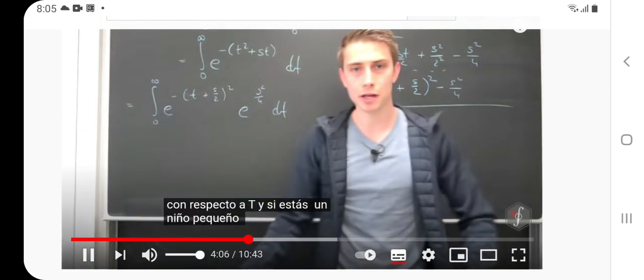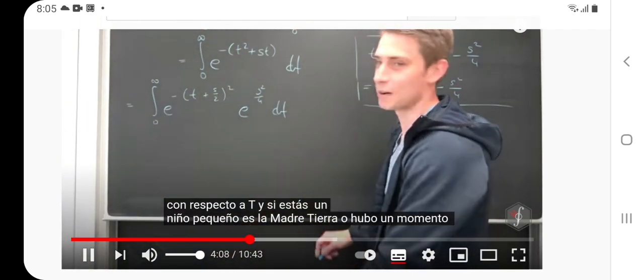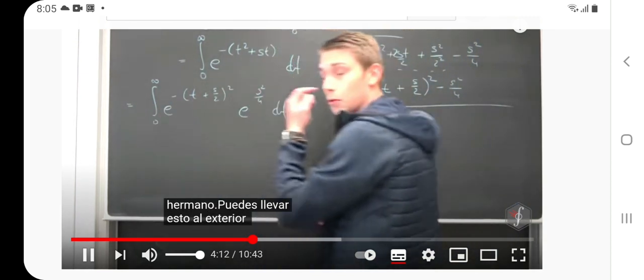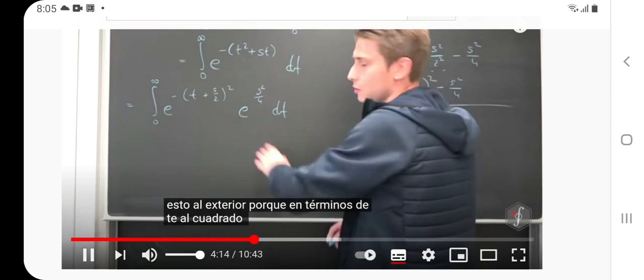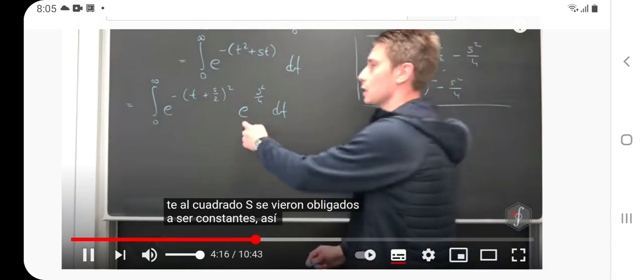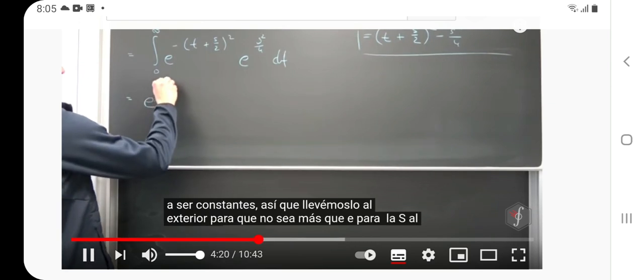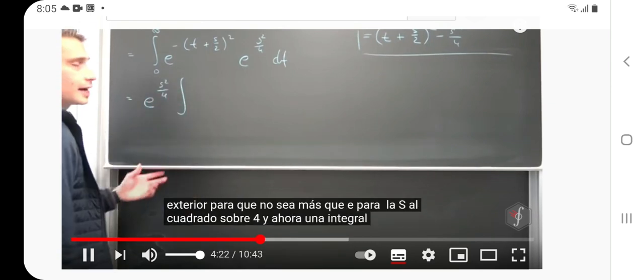And if you're smart, you can actually bring this to the outside, because in terms of t, e to the s squared over 4 is just a constant, so let's bring it to the outside. So that's nothing but e to the s squared over 4, and now an integral.